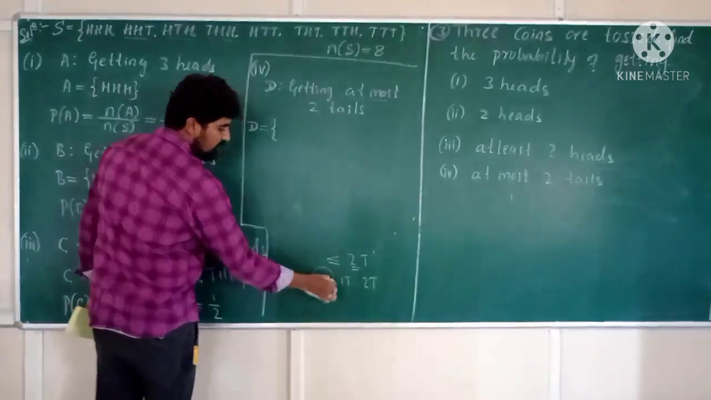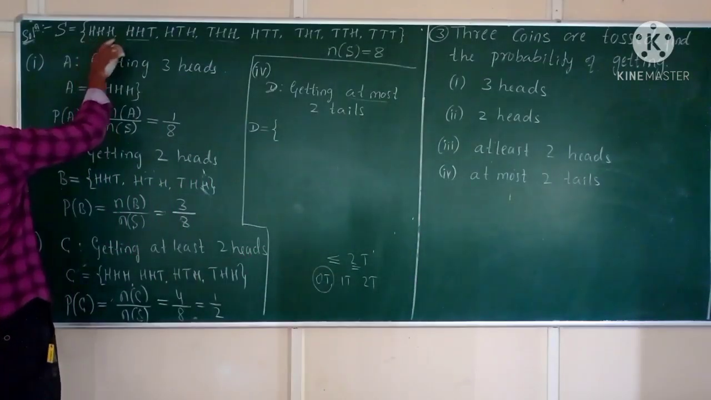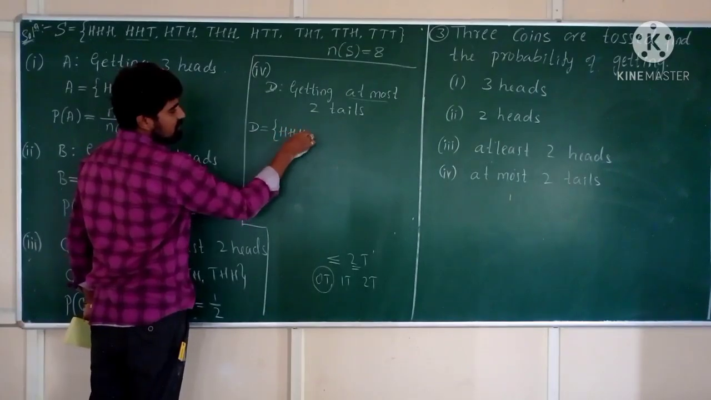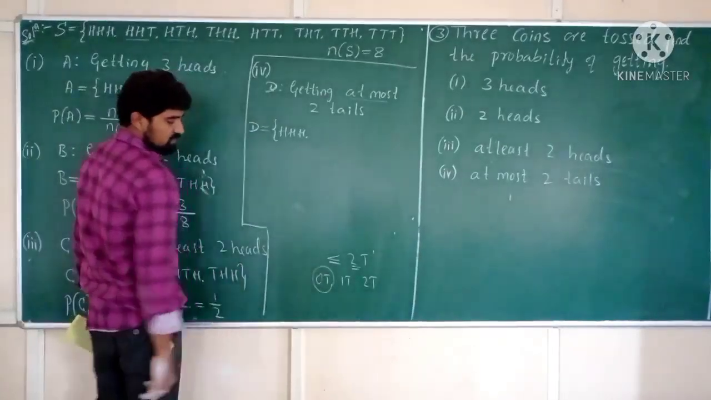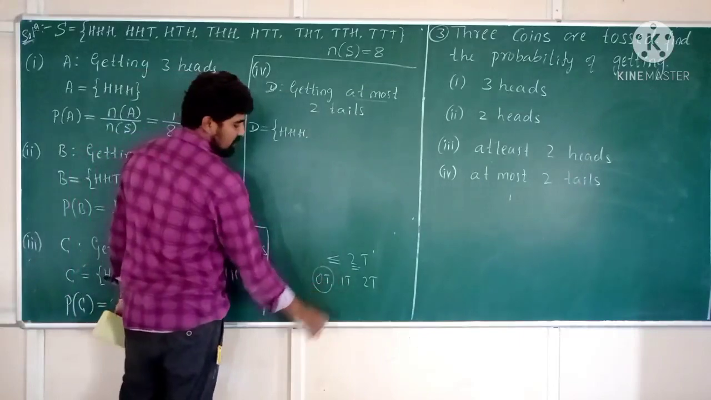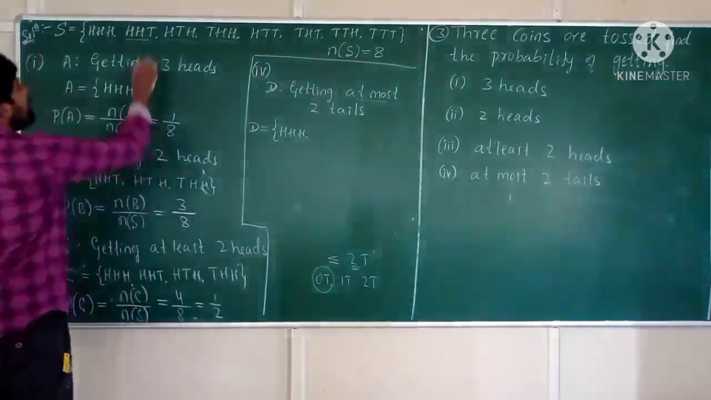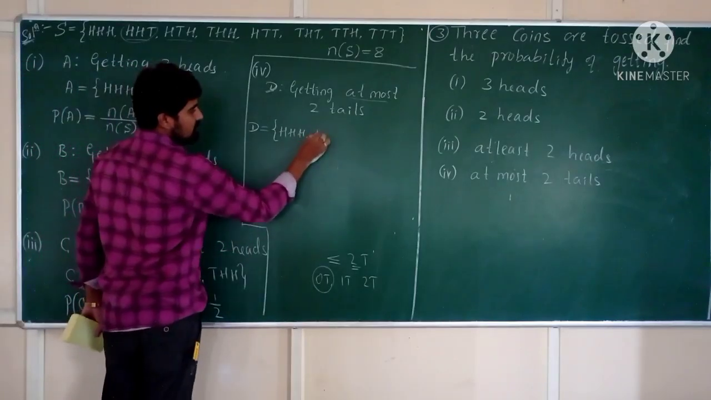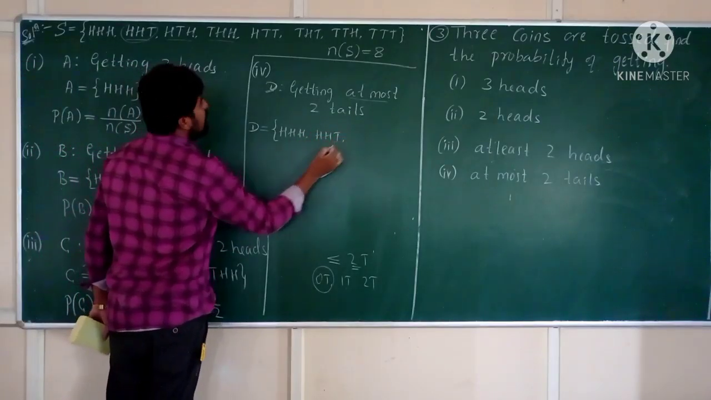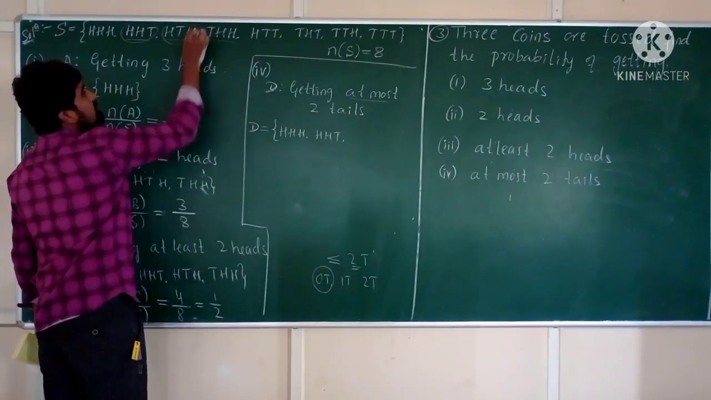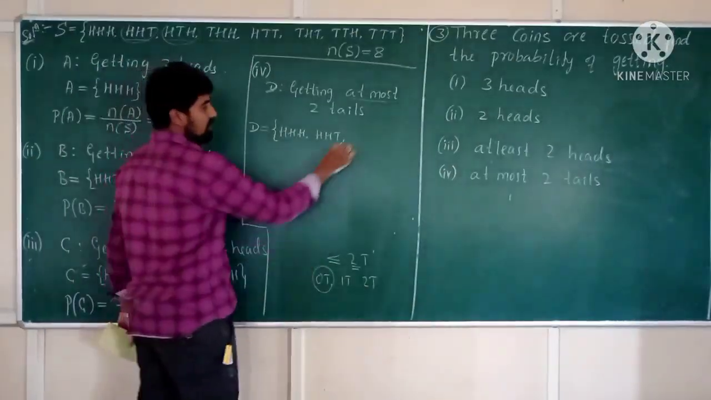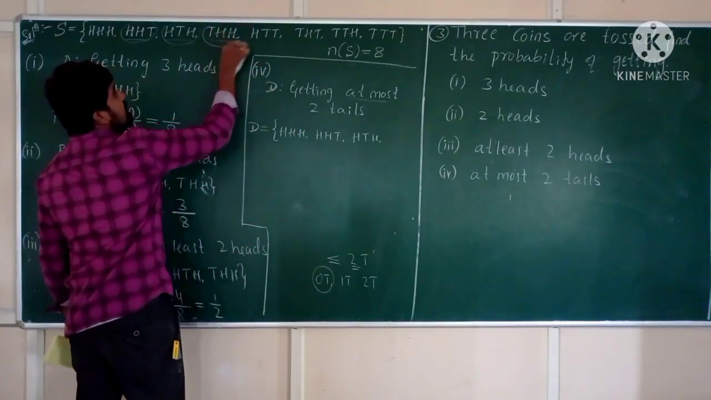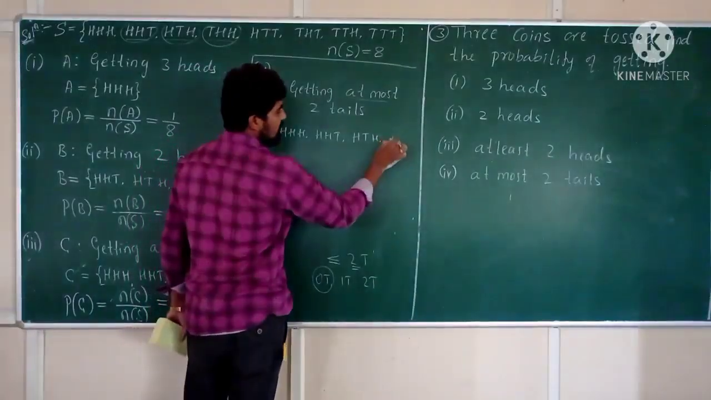So 0 tails are present in the first outcome, that is HHH. So this outcome consists of 0 tails. Now we need to write the outcomes which consist of 1 tail. So HHT consists of 1 tail, and then HTH consists of 1 tail, and then THH consists of 1 tail.